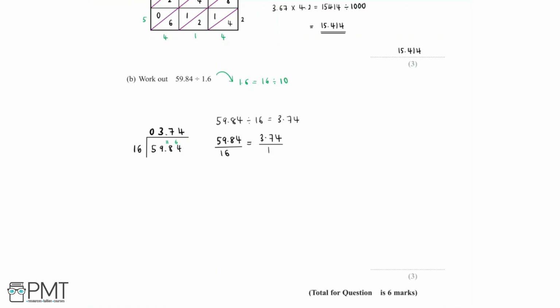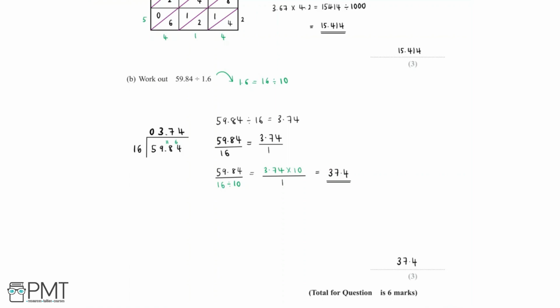Now we need to find out 59.84 divided by 1.6. And so we're finding out 59.84 divided by 16 over 10. You can see that on the left-hand side, we've divided the denominator by 10. And so in order to make this equivalent on the right-hand side, we need to multiply the numerator on the right-hand side by 10. And so 59.84 divided by 1.6 is equal to 3.74 multiplied by 10. 3.74 multiplied by 10 is equal to 37.4. And so we've found that 59.84 divided by 1.6 is equal to 37.4.